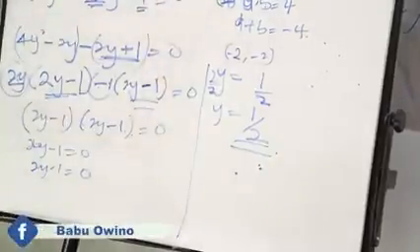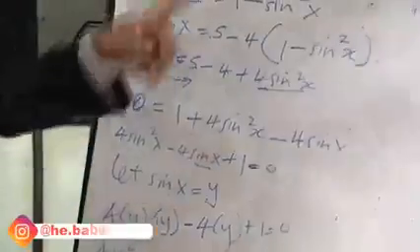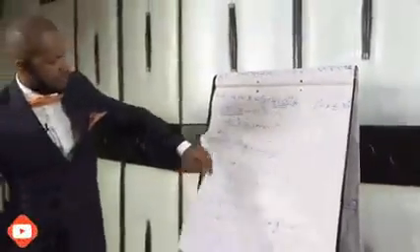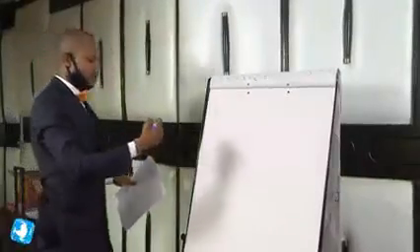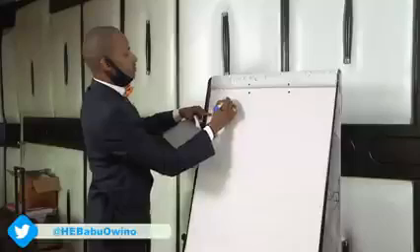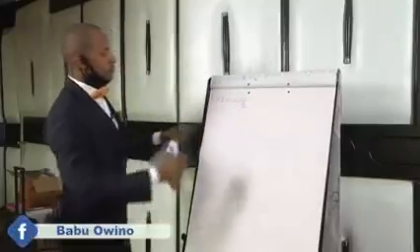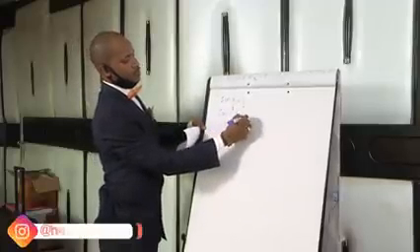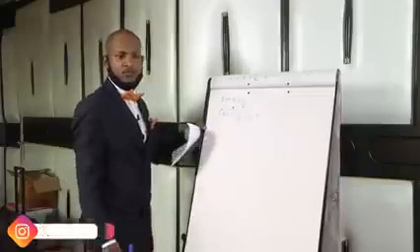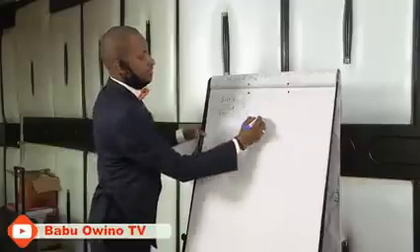Remember, we said sin x is equal to y. Therefore, you replace y with a half, so you write sin x equals a half. We look for an angle whose sine equals a half. Which angle is that? From the mathematical book or from the calculator, that angle is 30 degrees.